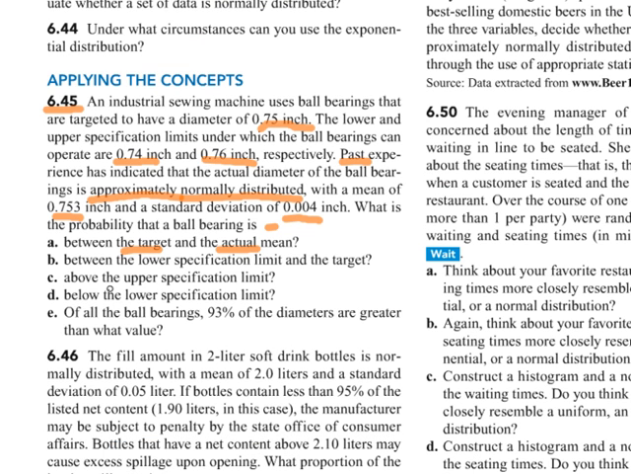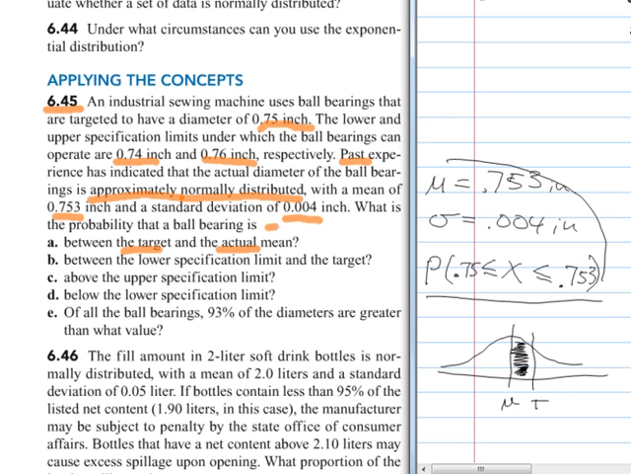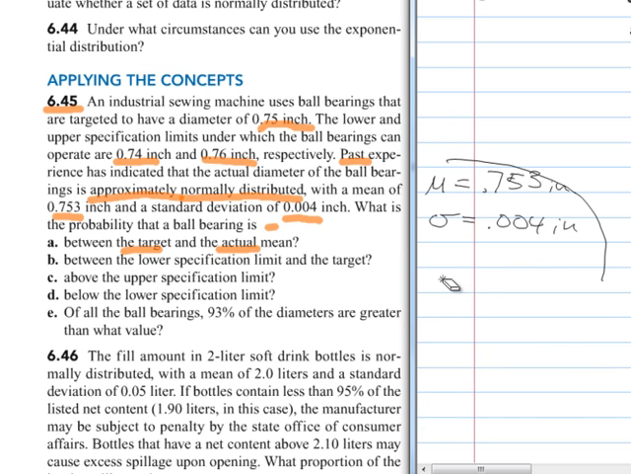The next question asks, what's the probability that the diameter is between the lower specification limit and the target? Okay, so if I'm going back to the example here, I can erase these. I like to draw a graph to remember what is being asked. Okay, what's the probability that a ball bearing, the diameter, is between the lower specification limit and the target? So that's two values that I'm going to measure from.